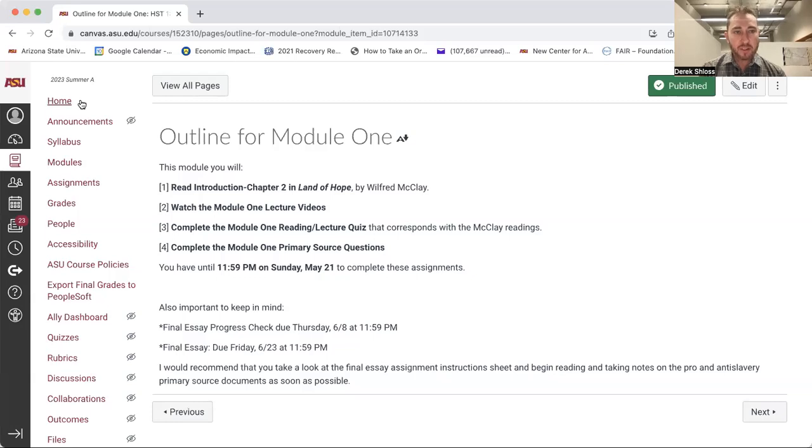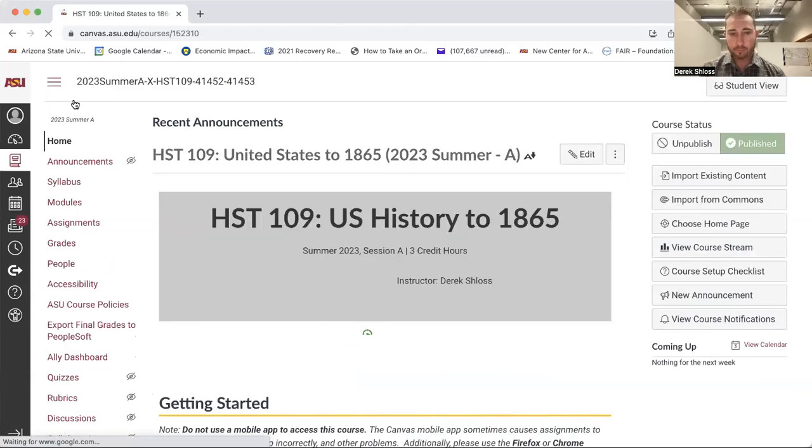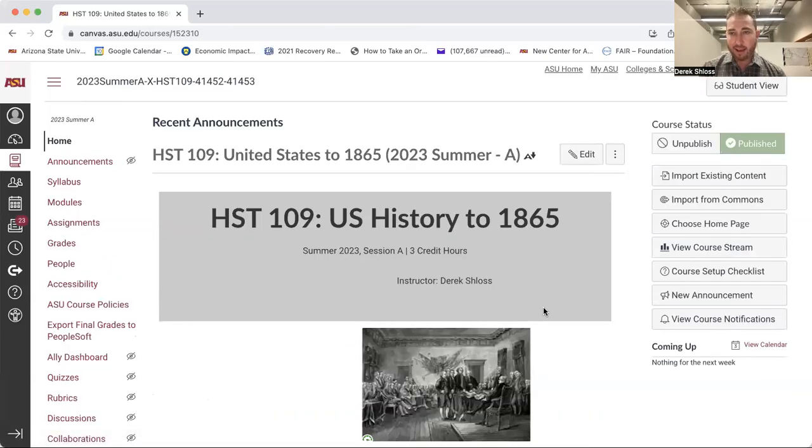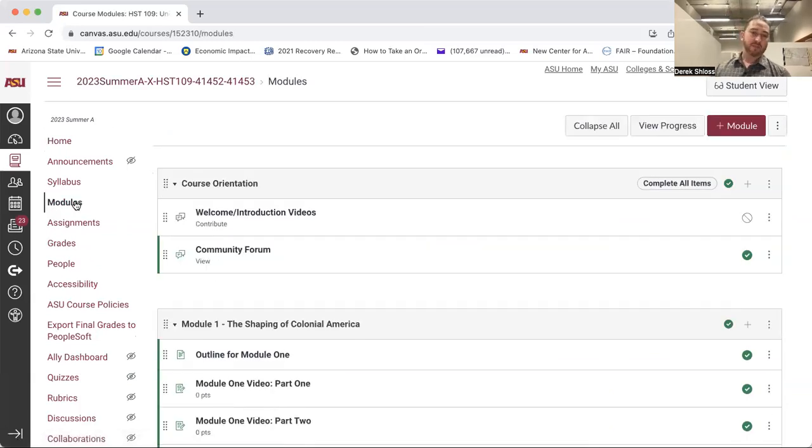So here we go. This is the course Canvas page. You can see the home page. The best way to navigate the course Canvas page is through the modules tab. I would mostly use that.